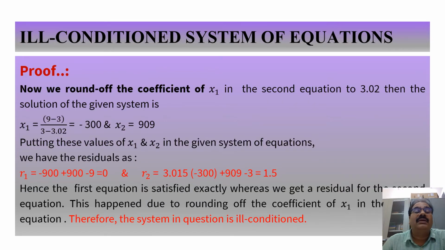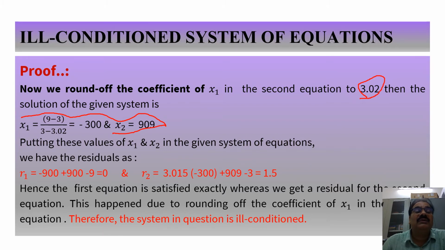Now we round off the coefficient of x1 in the second equation to 3.02. If you round off to 3.02, then the solution of the given system will be x1 equal to (9 minus 3) divided by (3 minus 3.02), which is about minus 300, and after putting in the value, x2 is 909. Just imagine, a small round-off here gives a huge change in the values of x1 and x2.